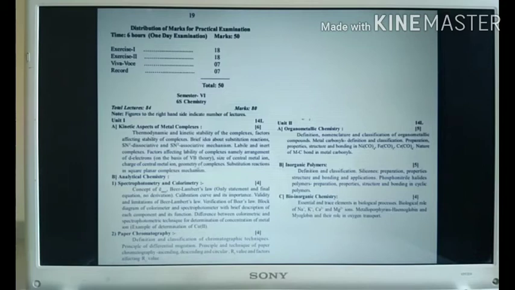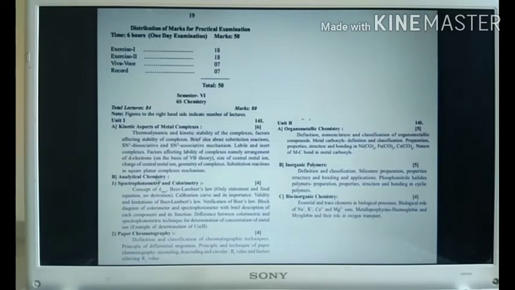You can have a brief idea about the substitution reactions, SN1 dissociative and SN2 associative mechanisms as well, and then the factors affecting the lability of complexes on the basis of valence bond theory, and the substitution reactions in square planar complexes along with the mechanism.